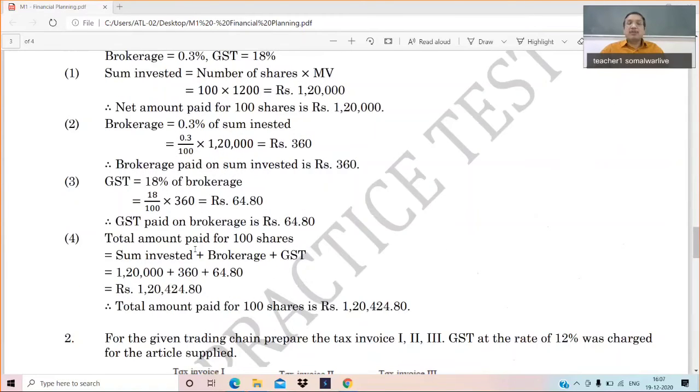Now total amount paid for 100 shares. So total amount, it was sum invested 1,20,000, brokerage paid rupees 360, and GST paid on brokerage rupees 64.80. So if you add all, it will give us rupees 1,20,424.80. Okay. So total amount paid for 100 shares is rupees 1,20,424.80.